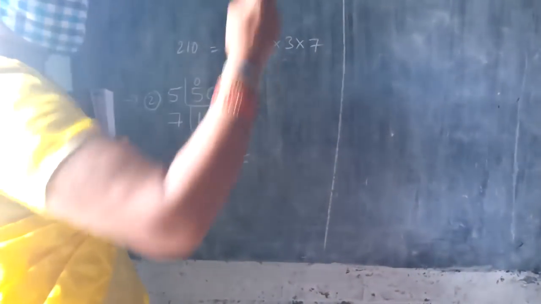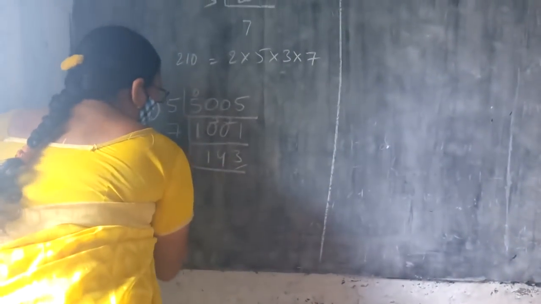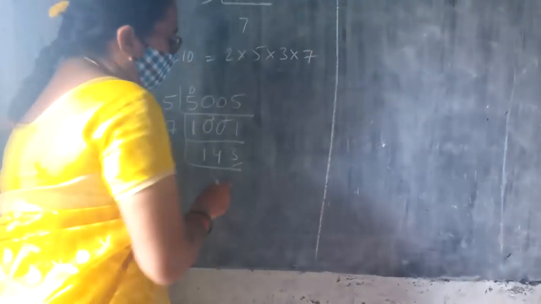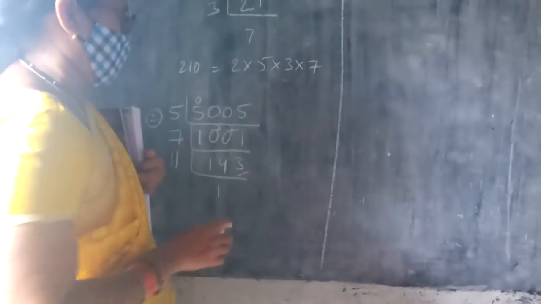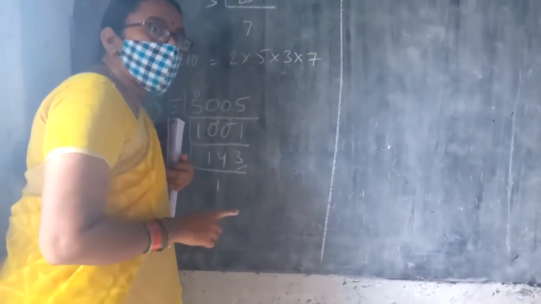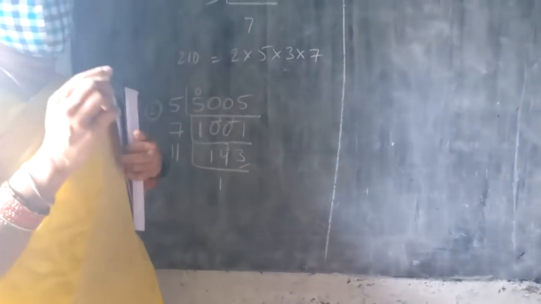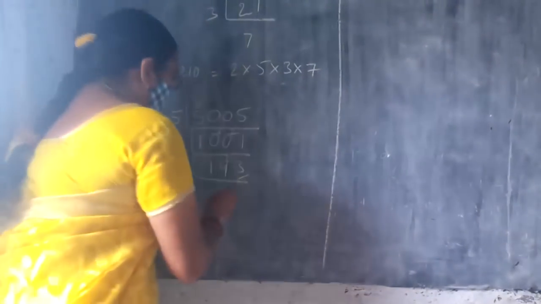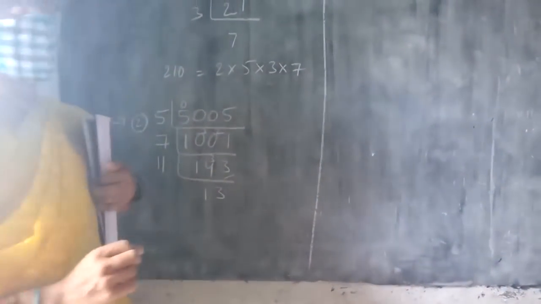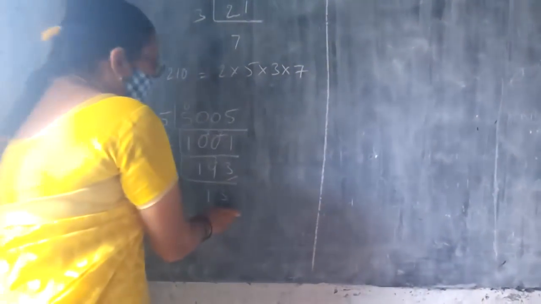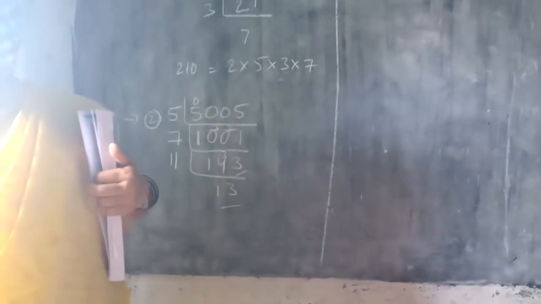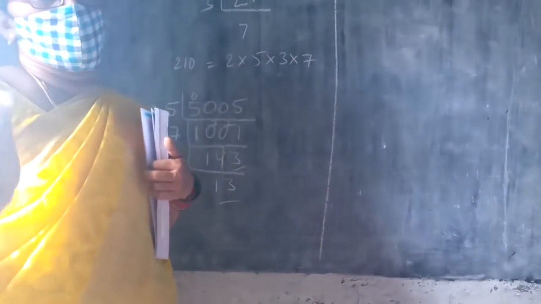The next prime number is 11. How many times is it divisible? 11 once is 11. What is the remainder? 3. 3 means 30, 30 plus 3 is 33. How many times divisible? 11 3s are 33. What type of number is 33? It is a prime number.